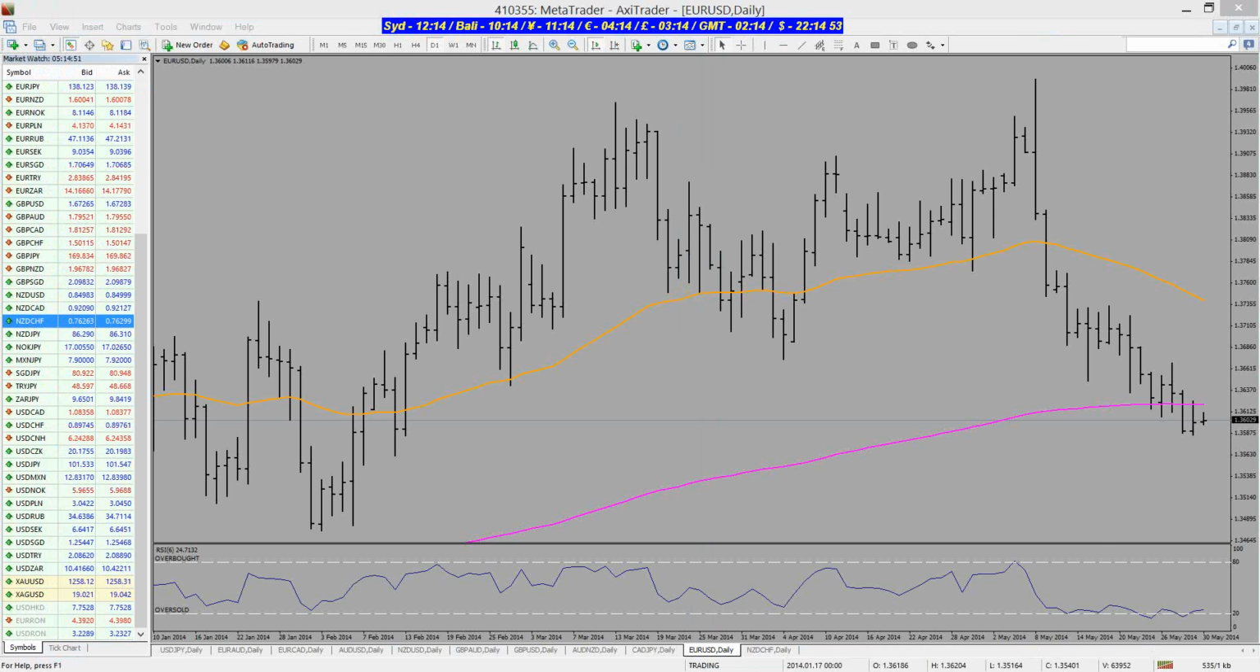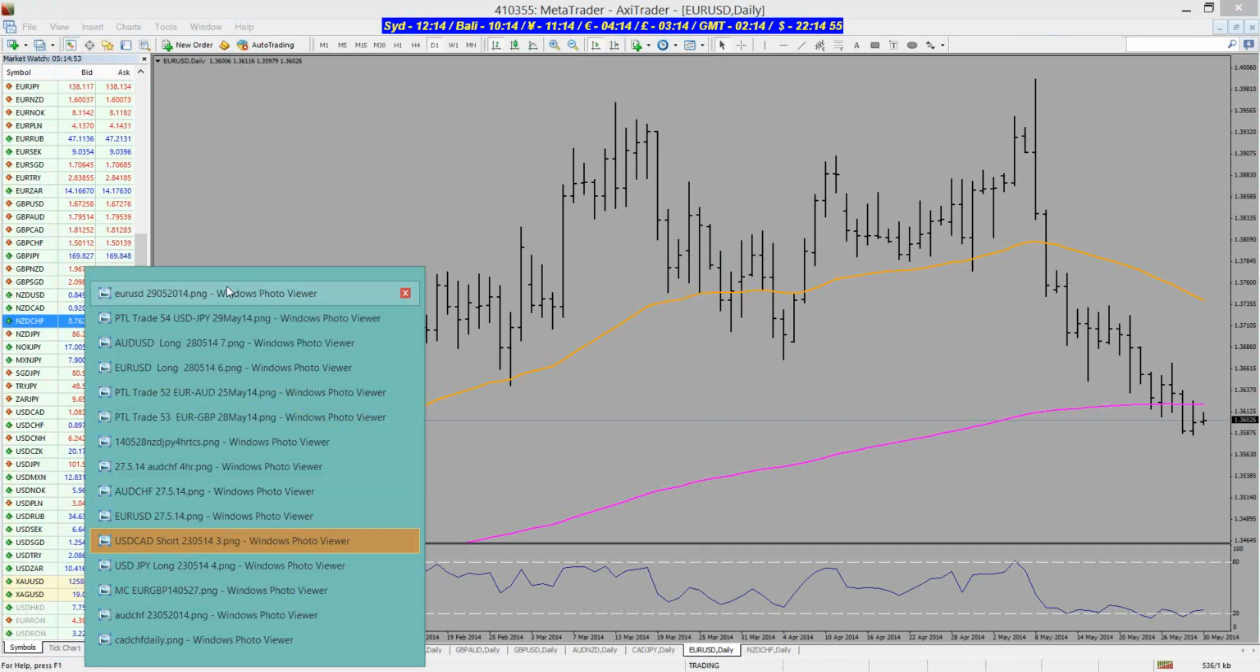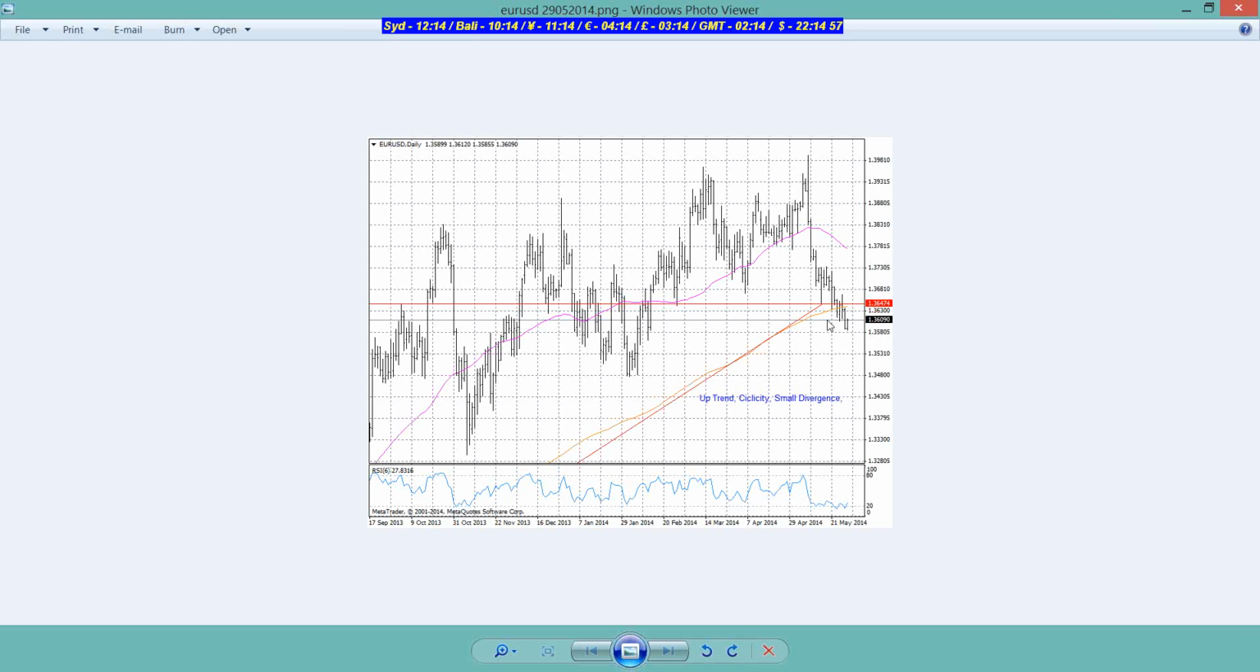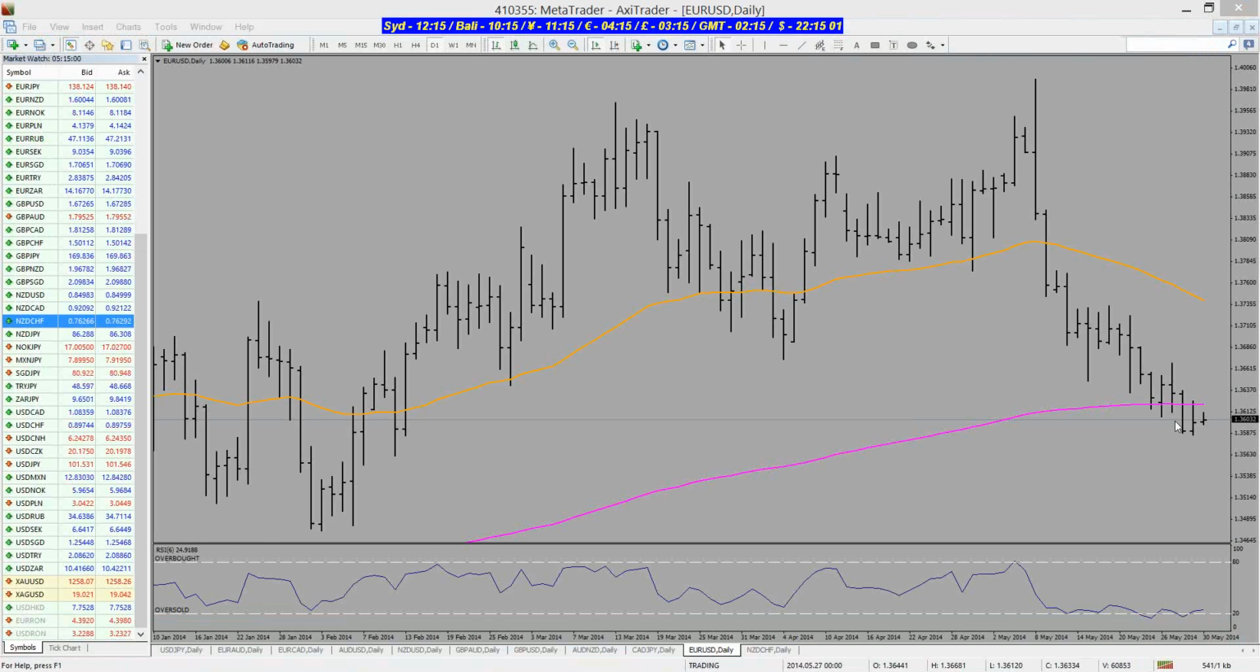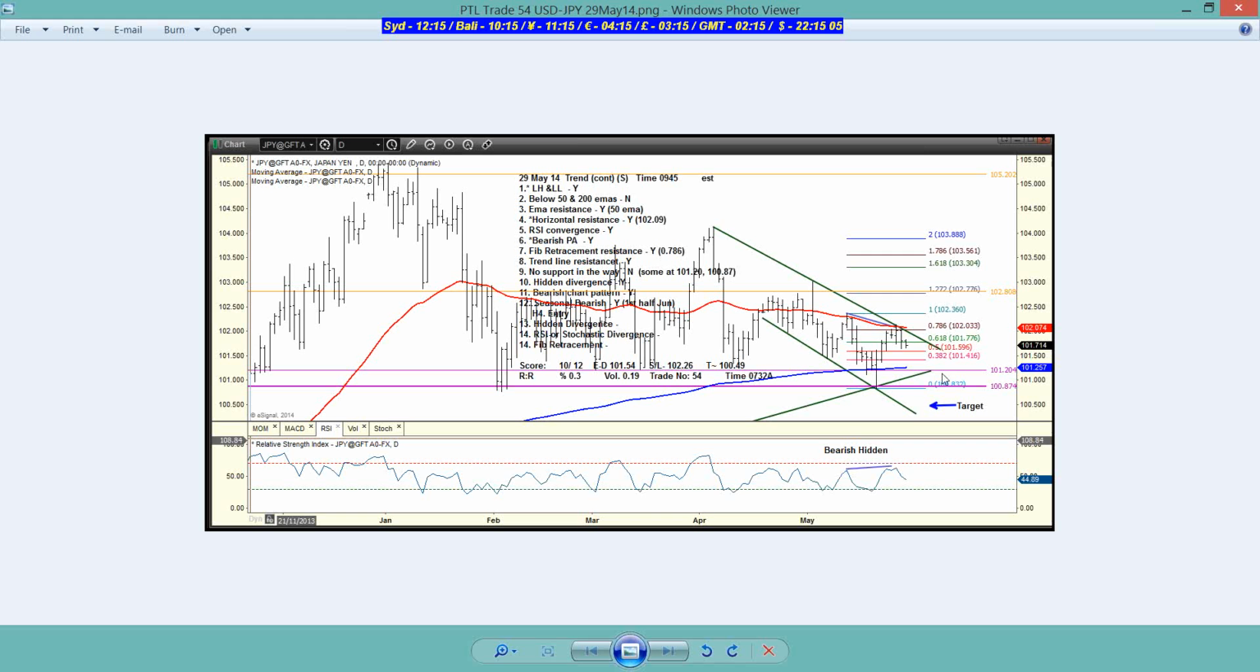Okay, dollar yen. Yeah, so what do I think of this one? Went through that. Wasn't a fan, and the trade failed. It got stopped out for a loss. Dollar yen. Continuation short. Okay. Lower highs, lower lows. Yes. EMA resistance. Yes. Horizontal resistance. Okay.